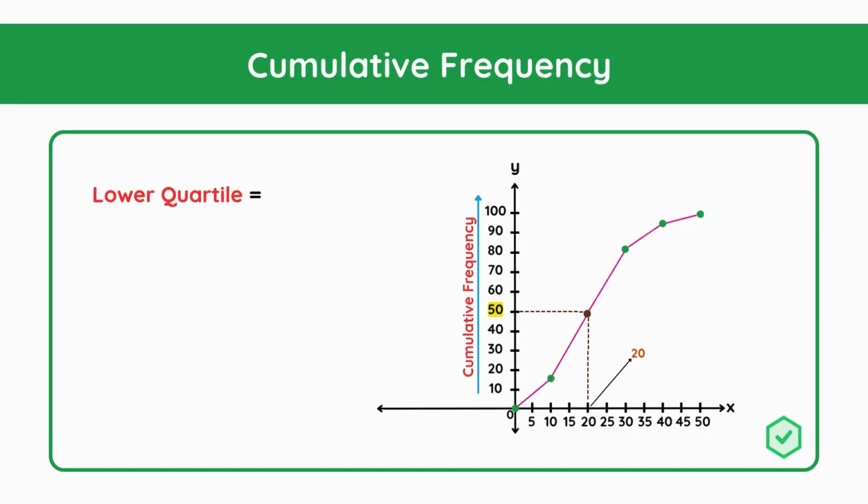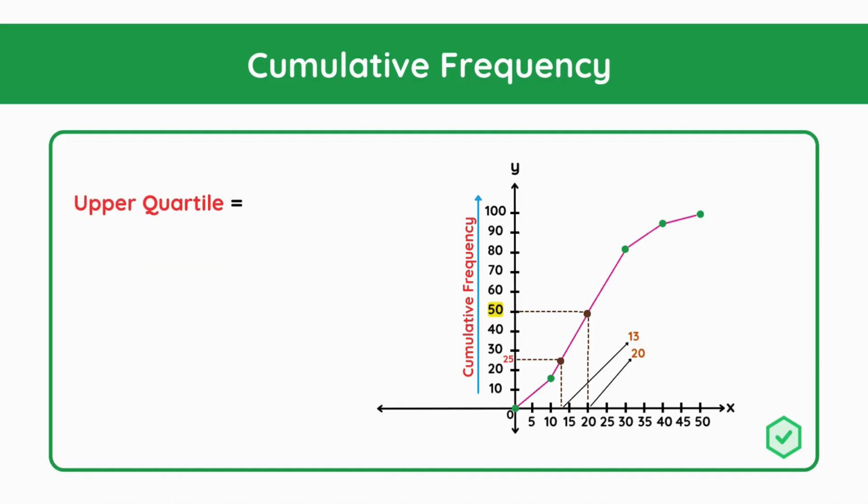The lower quartile is at n divided by 4. That's 100 divided by 4, which is 25. We want the 25th value. Go to 25 on the vertical axis, across and down. That reads off at about 13 minutes. So the lower quartile is roughly 13 minutes.